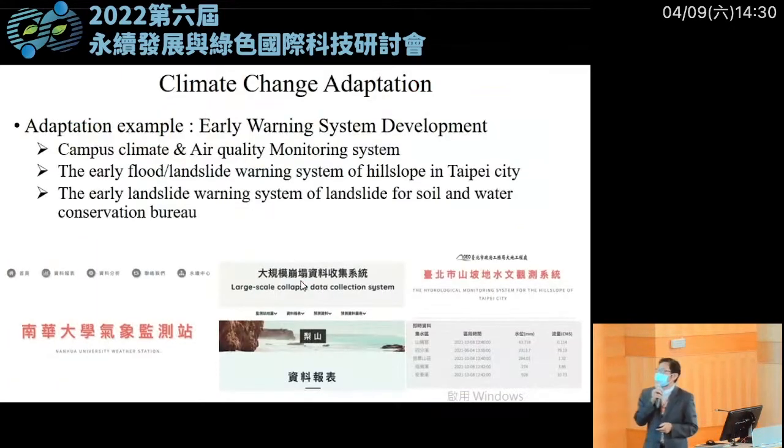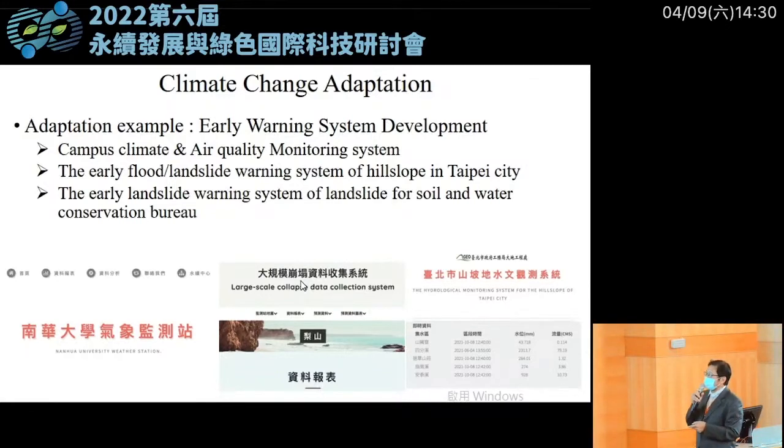Then the second thing is climate change adaptation. We do many early warning systems. In fact, this has been my major for the past 10 years. The first thing we did was the campus climate and air quality management system. This was the first step we did, in 2016.